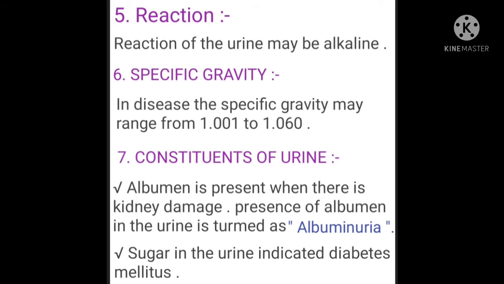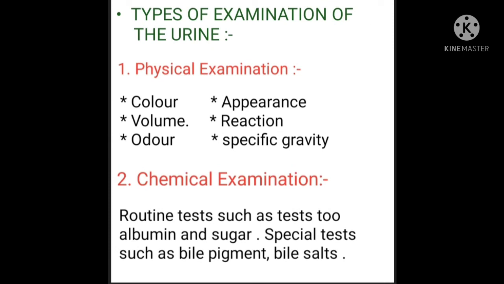The presence of albumin in the urine is termed albuminuria. Sugar in the urine indicates diabetes mellitus. Next are the types of examination of urine. We have three examinations. First is physical examination, second is chemical examination, and third is microscopic examination. In physical examination, we check the color, appearance, volume, reaction, odor, and specific gravity of the urine.